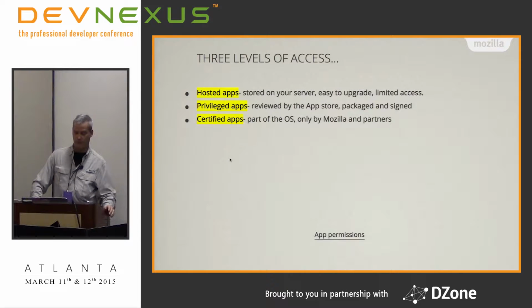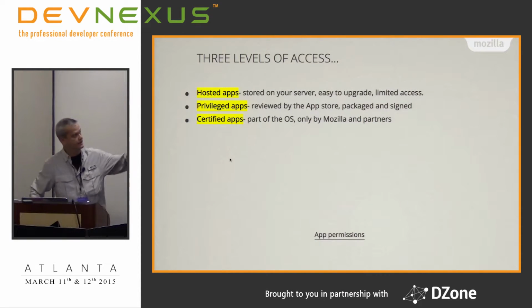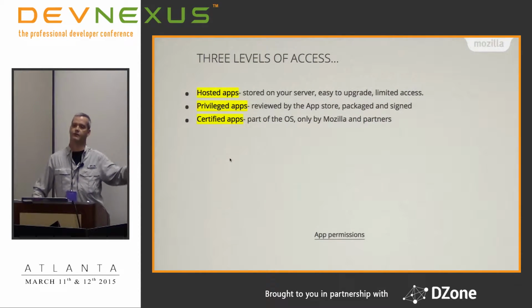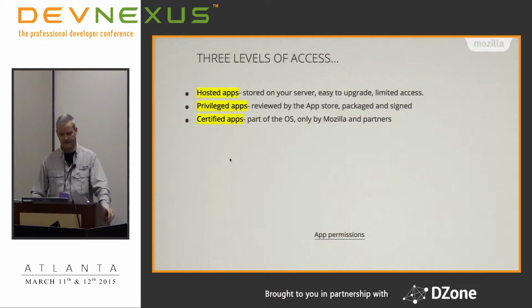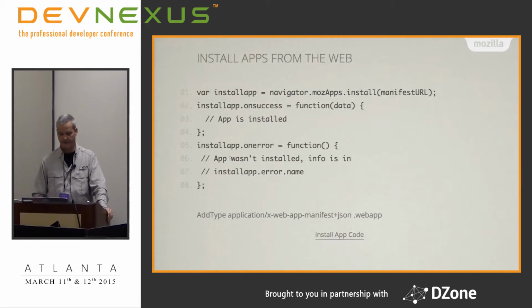Then we have certified apps. Currently these are part of the OS, and really just Mozilla and the telecom partners can write those apps. That said, we use that layer for APIs that we want to move up the chain. For example, we just added WebNFC to the privileged level, but it started at a certified level. So it's a way of testing it to make sure the API is secure and we don't have any breach and no one's information is stolen or anything like that. So those are the three types of apps we have.